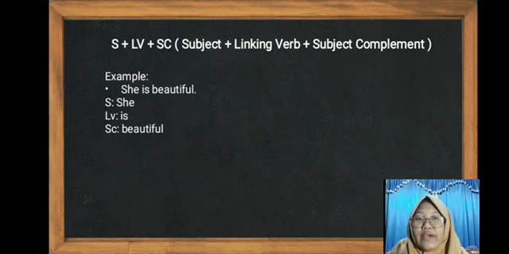Then last, we have the S LV SC. This sentence type includes a subject, a linking verb, and a subject complement. Linking verbs are verbs that connect the subject with an adjective or another noun. Common linking verbs include be, are, is, was, were, and seems, while subject complement describes or provides information about the subject. It can be an adjective or a noun. Example, she is beautiful. She is a subject, is as a linking verb, beautiful as a subject complement.